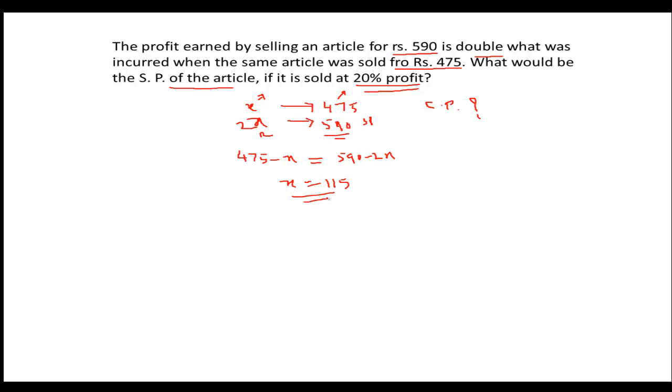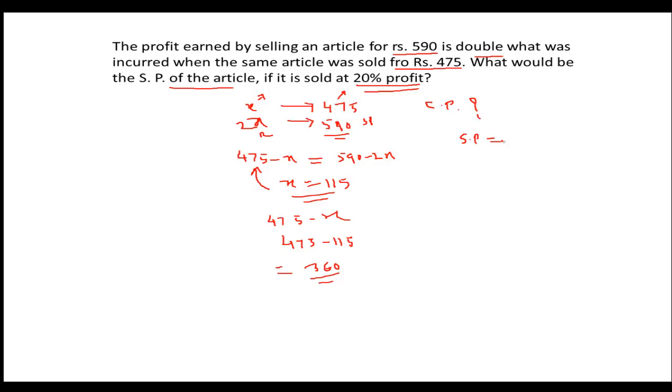Since X is equal to 115, putting it in this, you will get the cost price as 475 minus X, that is 475 minus 115, and that will be equal to ₹360. So the cost price of the article is ₹360.